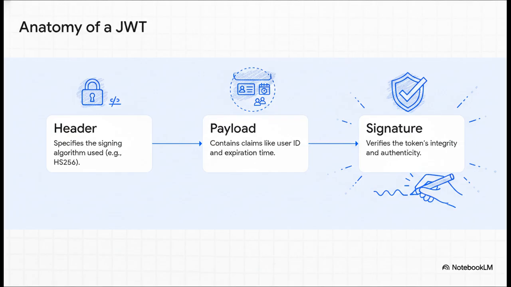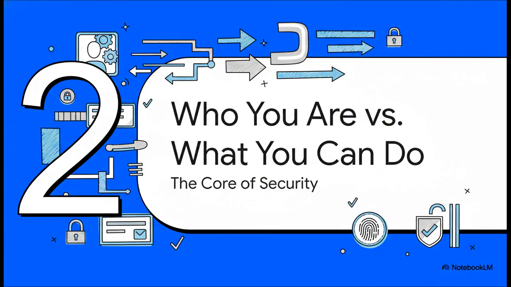And finally, you have the signature. Now, this is the magic key. It's what proves the token hasn't been messed with. It verifies that the sender is who they say they are and that the data is exactly as it was when it was sent. Okay, so we've got a handle on what tokens are, right?